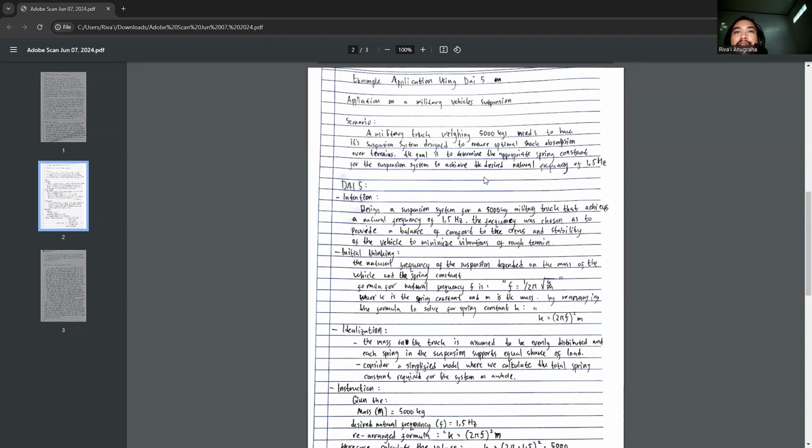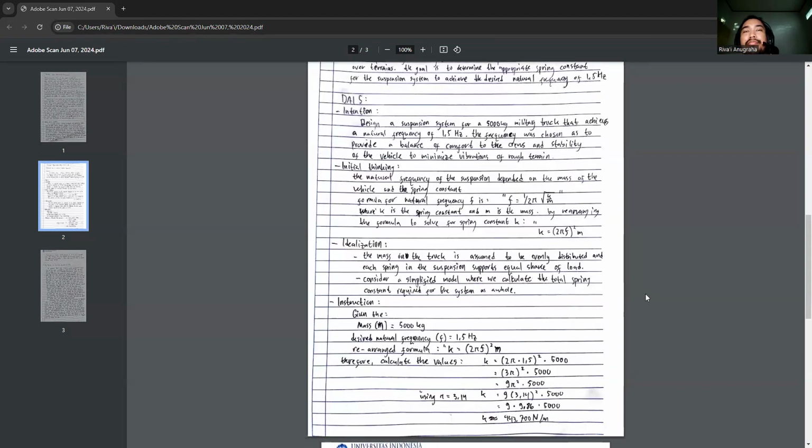The initial thinking is that the natural frequency of the vehicle suspension depends heavily on the mass of the vehicle and the spring constant. The formula for the natural frequency, F, is F equals 1/2π multiplied by the square root of k over m, where k is the spring constant and m is the mass. By rearranging the formula to solve for the spring constant k, we get k equals (2πF) squared, multiplied by m. Okay, the idealization.